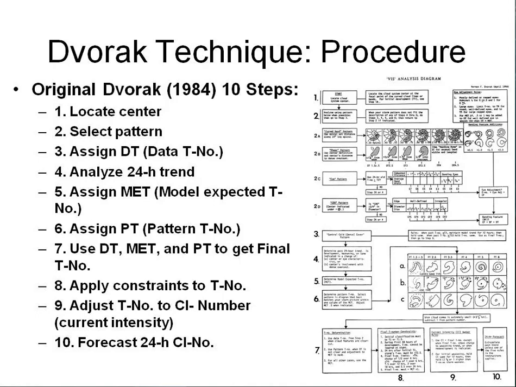With more timely and very high quality images available today, good results can nearly always be obtained by assigning intensity according to the data T number. The Dvorak technique also has an important procedure for weakening tropical cyclones. A CI number, CI stands for current intensity, is assigned. This is because in weakening cases, the CI may be higher than the T number. For developing and steady cases, T number and CI number are the same.